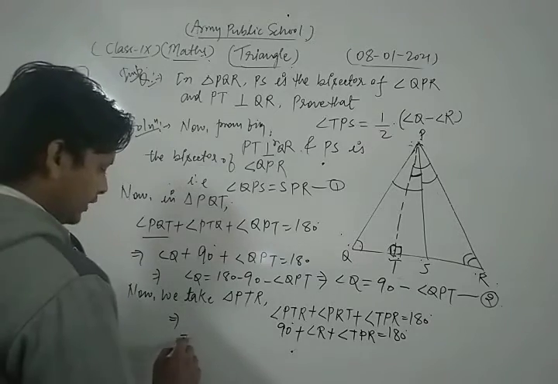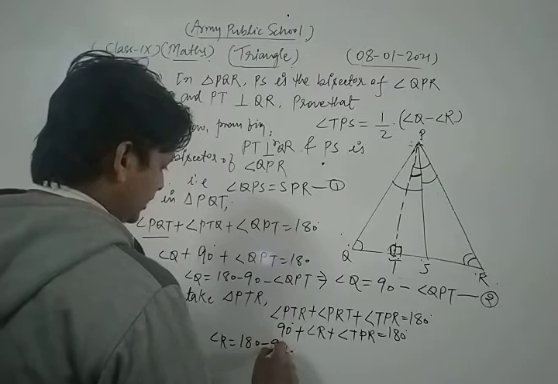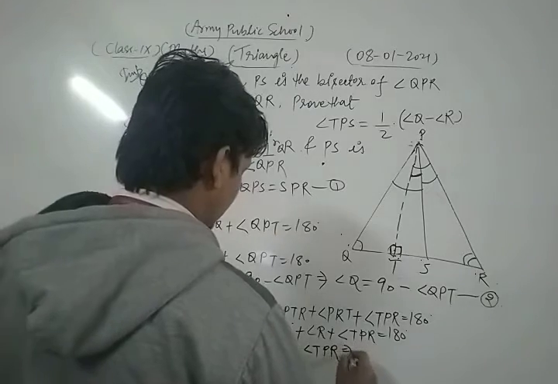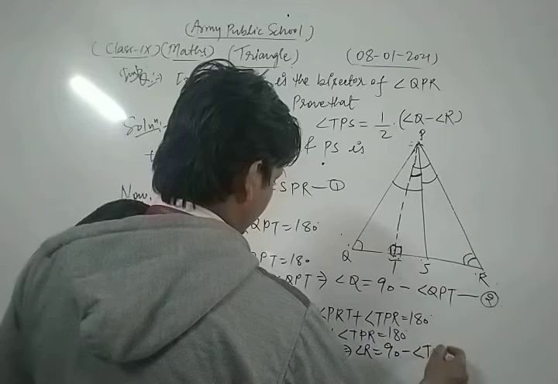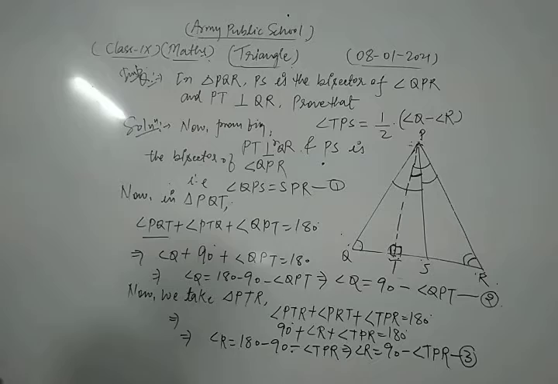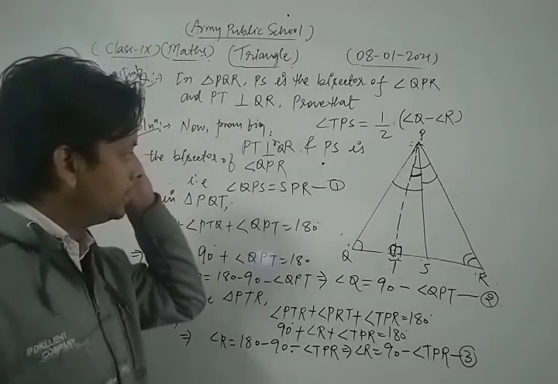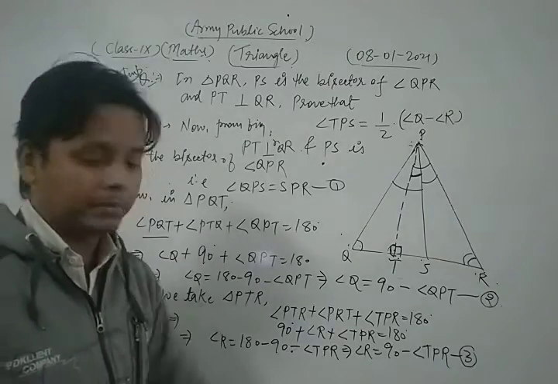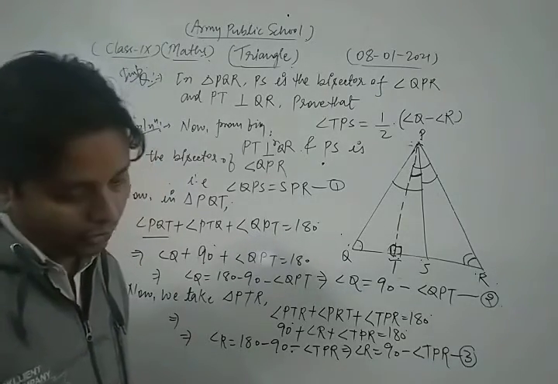Okay. Now we transfer that to the other side: angle R is equal to 180 minus 90 minus angle TPR. So we get angle R is equal to 90 minus angle TPR. We take equation number 3. Thus, angle R is equal to 90 minus angle TPR. Now what do we do? We subtract equation number 3 from 2.